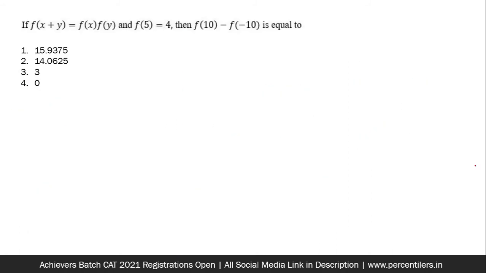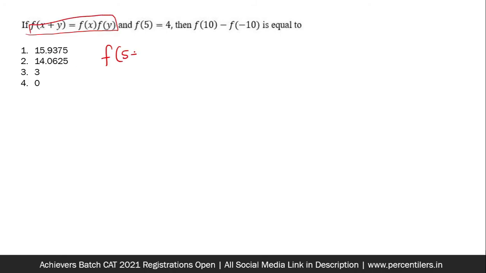Now moving to the last question of the video. Now you can see how varied the options are. One is 0, one is a positive integer, and the other two look like difficult decimals. It's a question of functions purely, no mix of any other topic. So we see that we have to figure out the value of f10 minus f of minus 10. And according to the given situation, we know what we have to do.